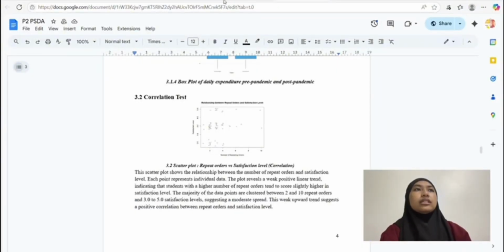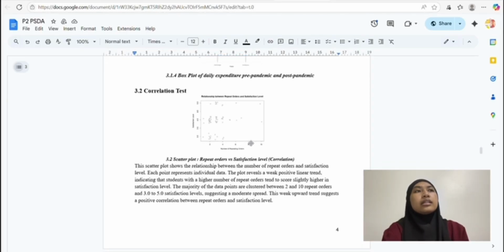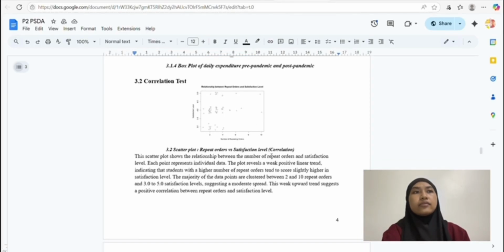Good evening, Doctor. My name is Balqis binti Sarmizi. Next, I will explain the correlation test between repeat orders and satisfaction level. We used a scatter plot to visualize the relationship and found a weak positive trend, meaning people who place more repeat orders tended to report slightly higher satisfaction.